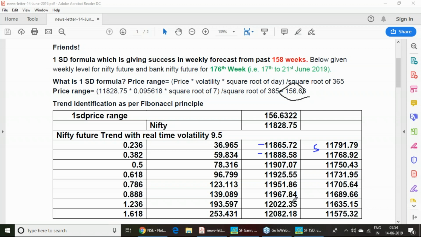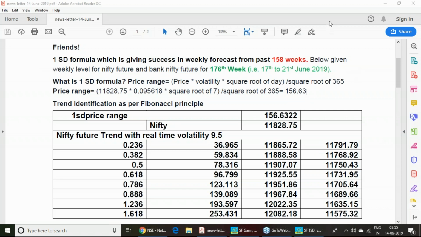Once it is a resistance point, it can be reflected in the day's high basis. Once these are the support points, that can be reflected in the day's low basis and closing basis. So these resistances and supports can be reflected in terms of your day's closing basis, day's high basis, or day's low basis, valid from 17th to 21st June. So this is how the calculation happened. Then how to work on that?